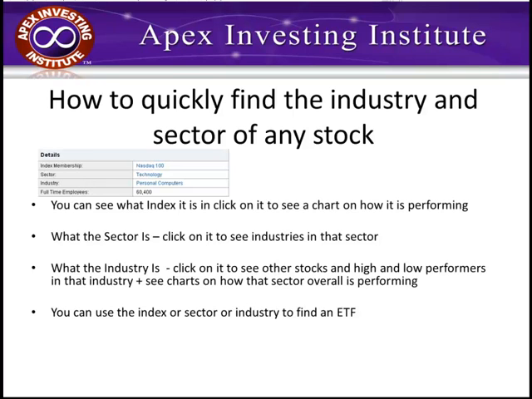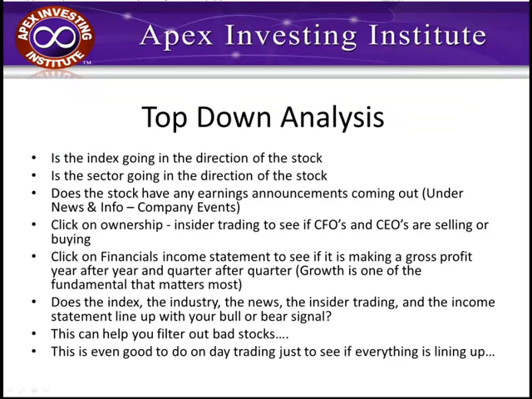You don't want to trade a stock that is completely going against its industry and against the index. You want ones that are working within their industry and their index, because stocks tend to move together. Okay? So when the market goes down, most stocks go down. If you're trying to go long when the market's going down, then you're fighting an uphill battle. Okay? And that's what top-down analysis is, and that's how you easily find it.